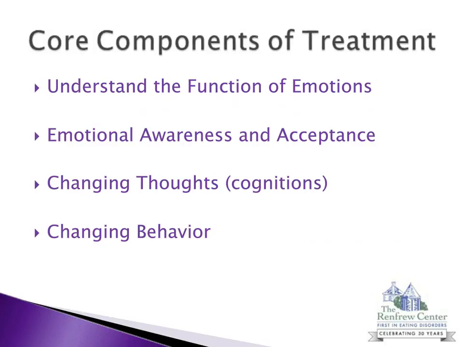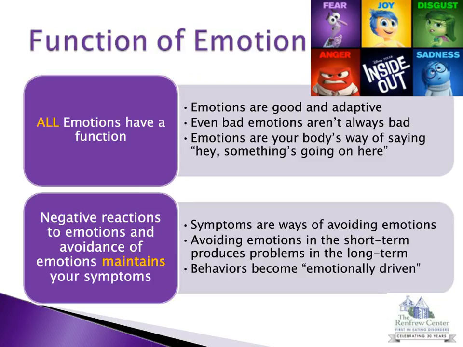So the core components of the treatment of the Unified Protocol, which I won't be able to go into in great detail today, would be helping patients understand the function of their emotions, and that our emotions are adaptive and useful; emotional awareness and acceptance; the fact that we can have some ability to change our thoughts, or at least change the patterns of behavior we have in response to our thoughts; ultimately changing behavior, which is one of the things that we certainly need to see. We need to see behavioral change.